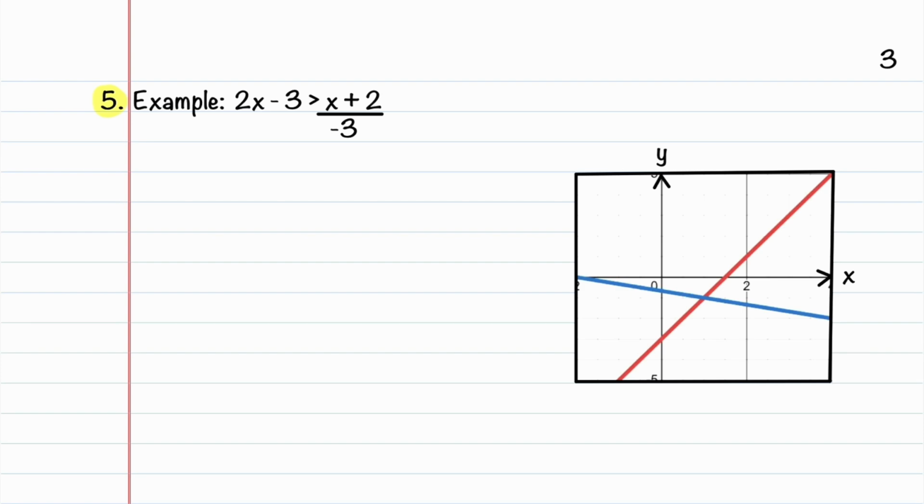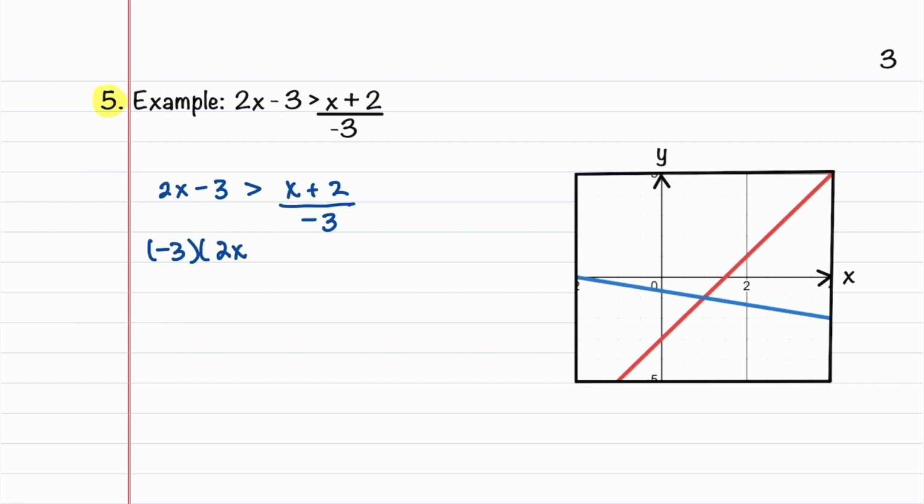We're going to start just like we did before, and we're going to write down our equation. We have 2x minus 3 is greater than (x plus 2) divided by minus 3. Before we start moving x's to the left and constants to the right, we need to simplify this so we're not dividing the right-hand side by negative 3. So what we're going to do is take both sides and multiply by negative 3.